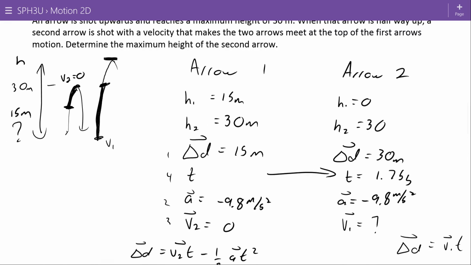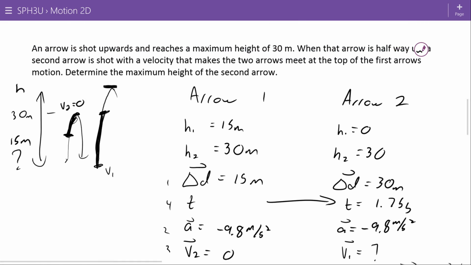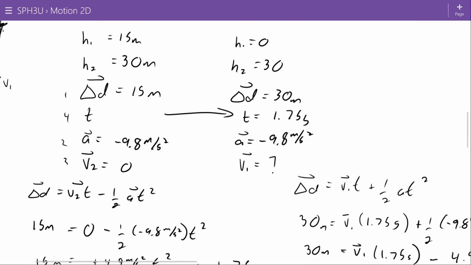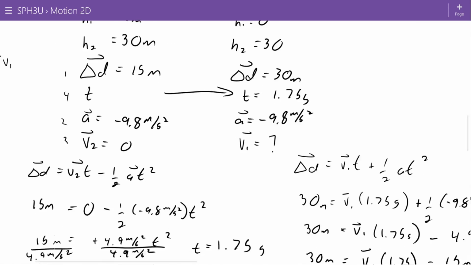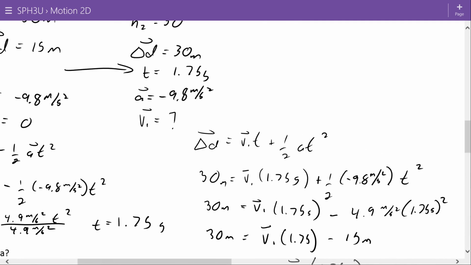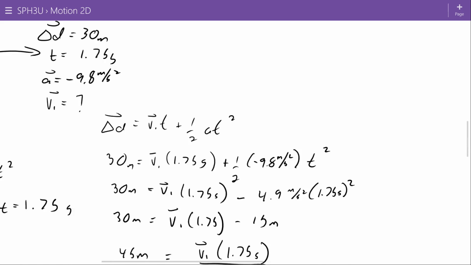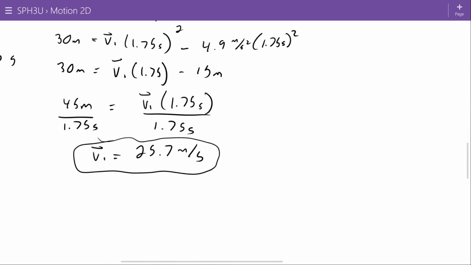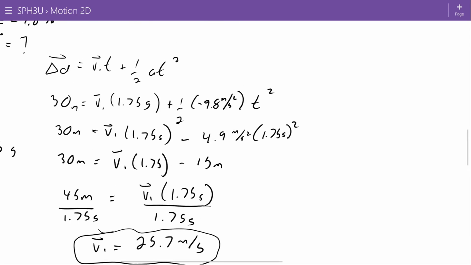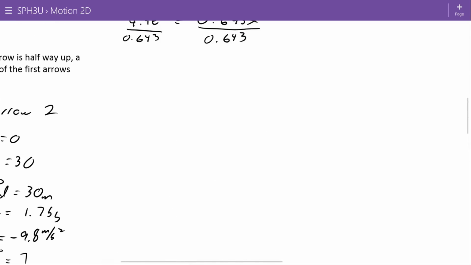Again, just to repeat, we went from halfway up to all the way up because that's the amount of time that it said this one took to go from 0 to 30. We found that time going from halfway up to all the way up, 15. V2 at the max was 0, so we used that to find the time. Using the time, we know we went from 0 to 30, so the displacement was 30. Acceleration is negative 9.8. Time is 1.75. Math to get to a V1 of 25.7 meters per second.